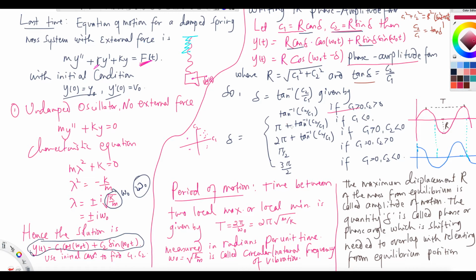So for the second and third quadrant case, when C1 is negative, you get pi plus tangent inverse of C2 over C1. If C1 is positive but C2 is negative, it falls in the fourth quadrant, and then the answer will be 2 pi plus tangent inverse of C2 over C1, okay? If C1 is 0 and C2 is positive, delta is pi over 2. If C2 is negative, that angle is negative pi over 2, that is 3 pi over 2. So that's the value of delta.